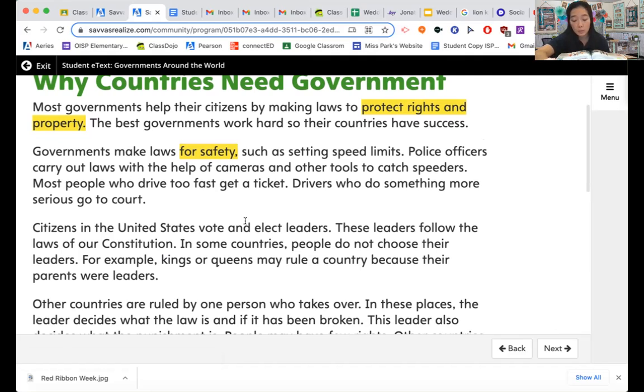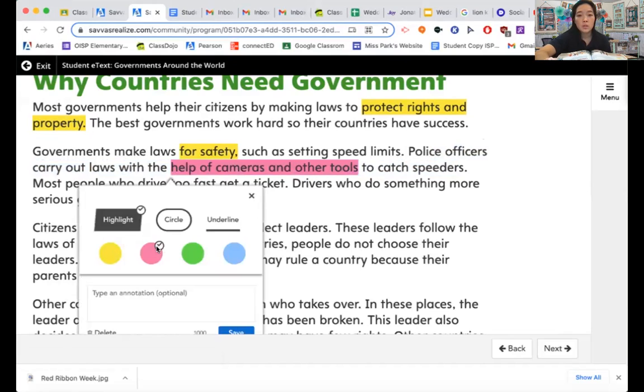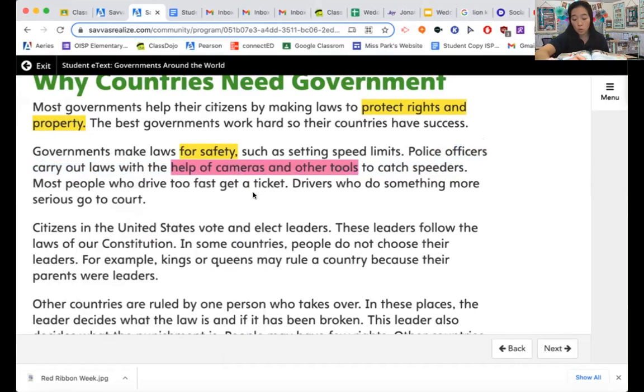So here, how do police officers carry out laws? You guys are going to be circling this next part in your book. How do they carry it out? With the help of cameras and other tools. So police officers carry out laws by using cameras and other tools, they watch, and then how do they carry out the law? If you break a law, what do they do? They give you a ticket.